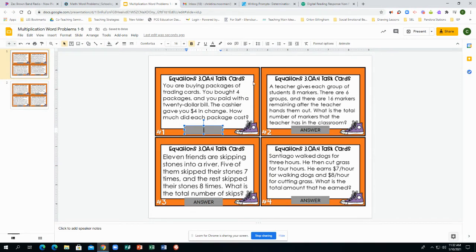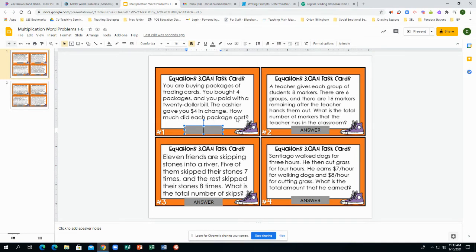Okay, I'm going to go ahead and read each one of the questions to you and give you a couple of helpful hints, but let you do the solving. Number one, you are buying packages of trading cards. You bought 4 packages and you paid with a $20 bill. The cashier gave you $4 in change. How much did each package cost?